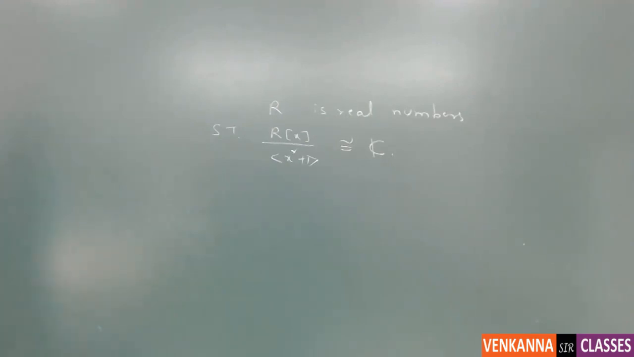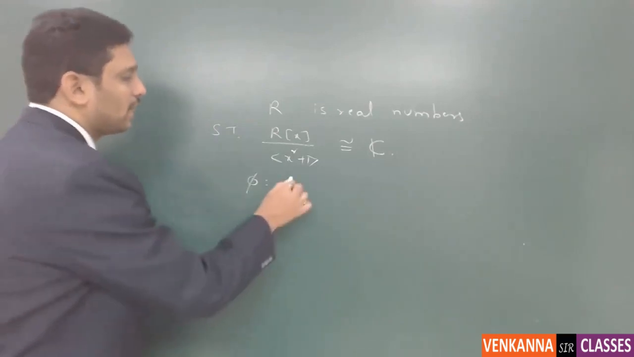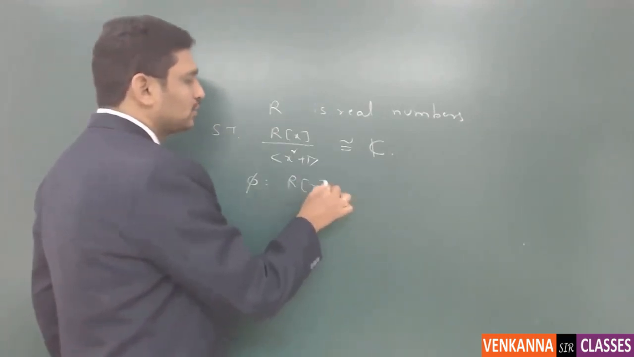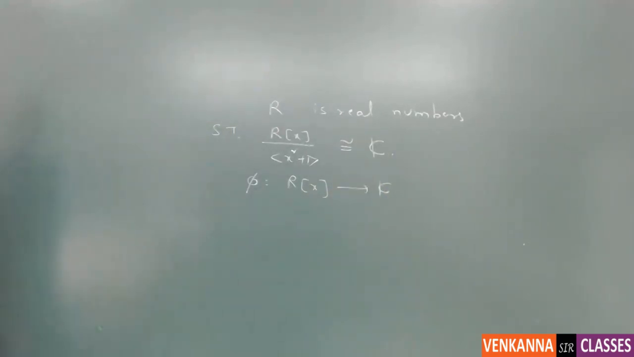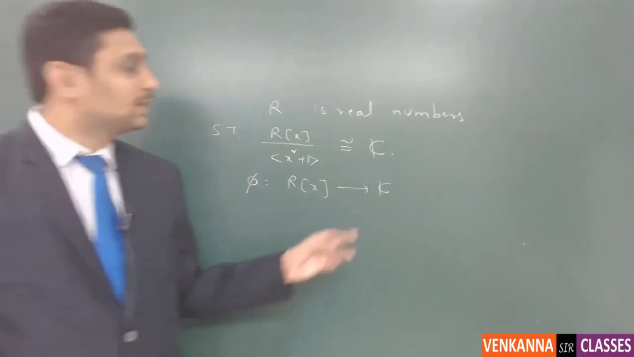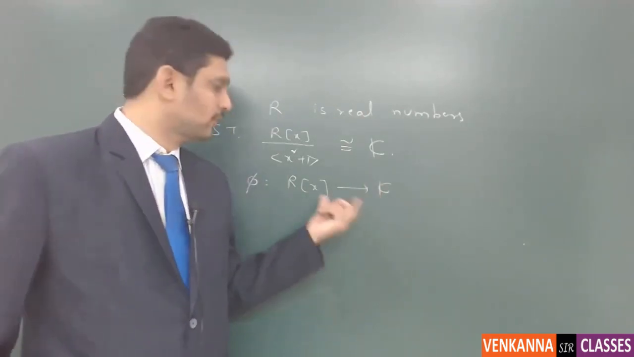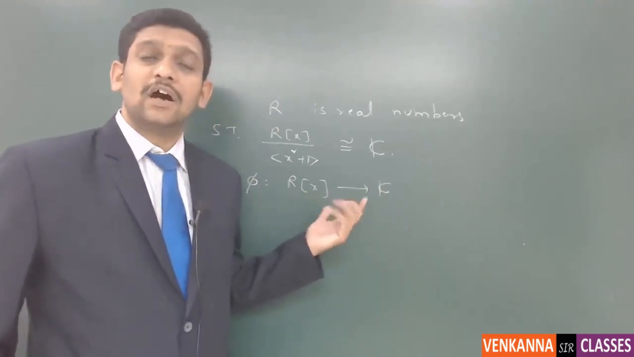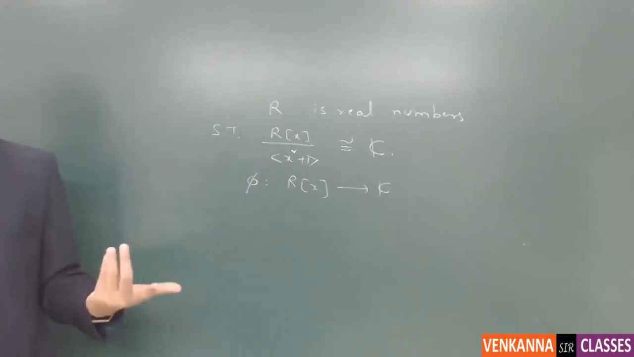Now I am going to define a function. Let me say I have taken phi from R of x to C. Now how to define the function here which should be a homomorphism? As we know, C contains all the complex numbers and R of x contains all the polynomials. So how to define that?